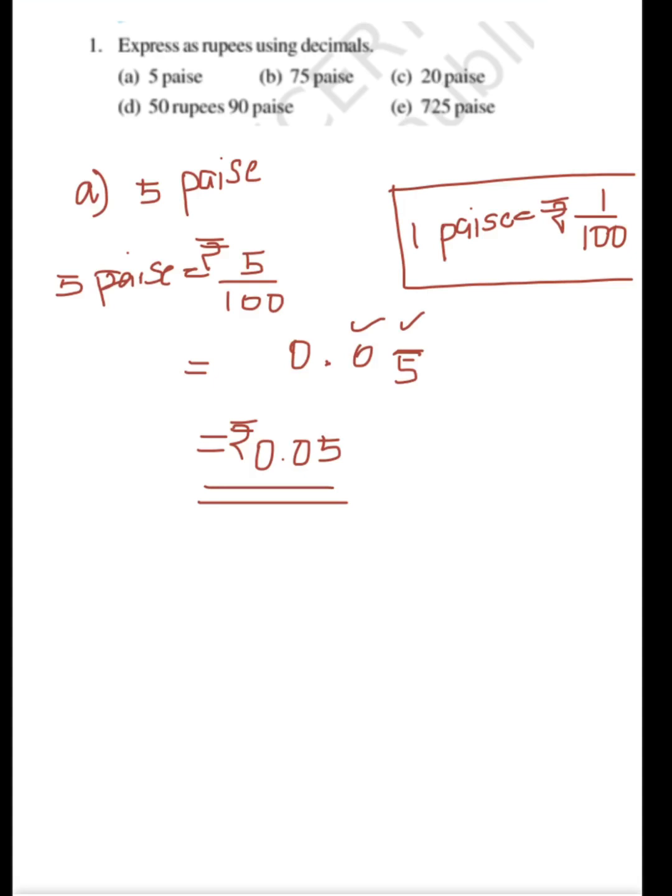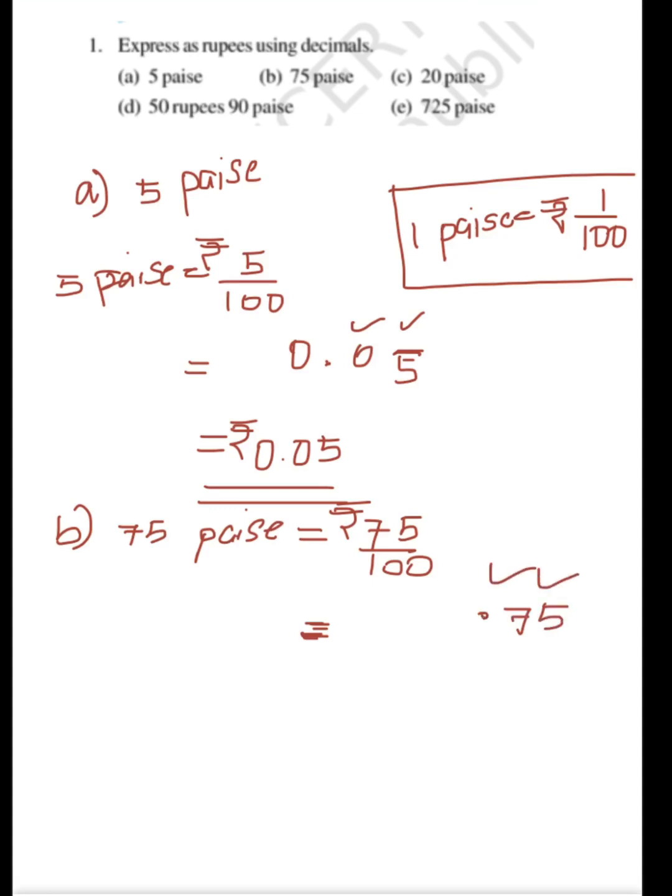Now let's see the second question, B, which is 75 paise. 75 paise means 75 by 100 rupees. How will you divide this 75 by 100? In 100 two zeros are there, so after the decimal point two numbers should be there. 75 means 1, 2. So here you will put the decimal point. So our answer will be rupees 0.75.